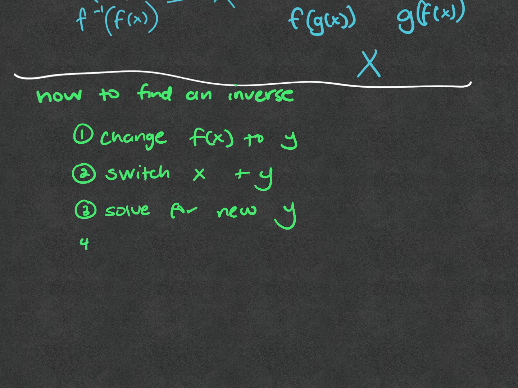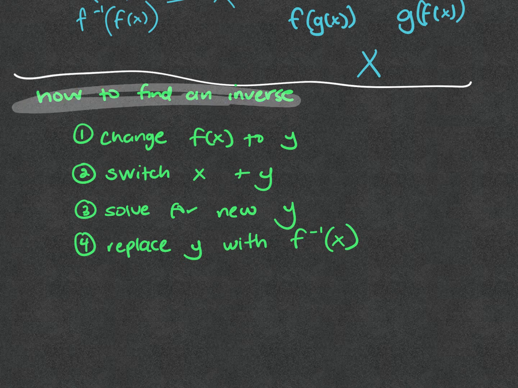Four, replace y with f negative 1 of x. We cannot leave it as y because we physically changed that equation. As soon as you switch the x and the y, you have changed the value of that equation, so you have to make it back to the f negative 1 of x. And then we worked through those examples.